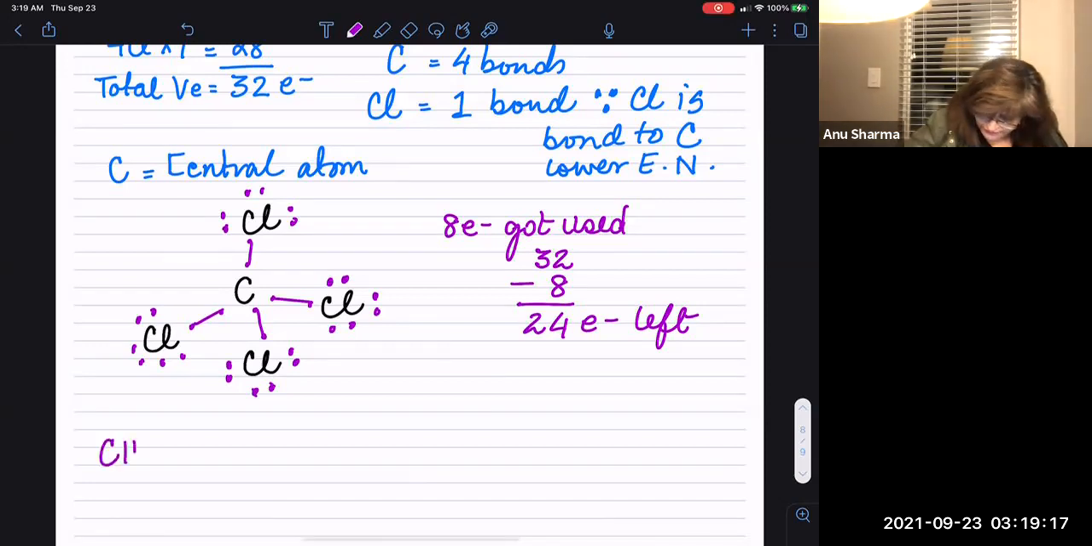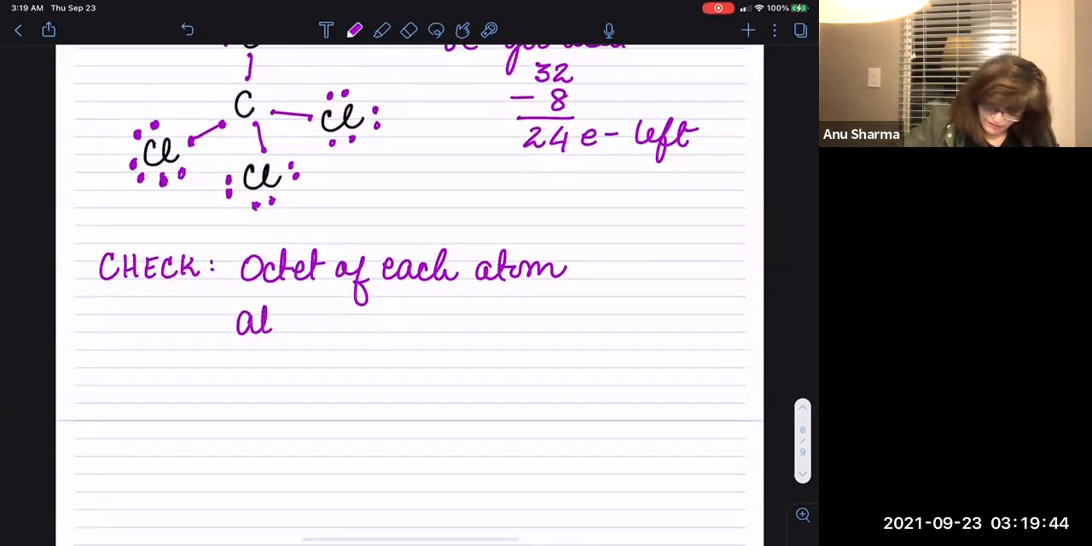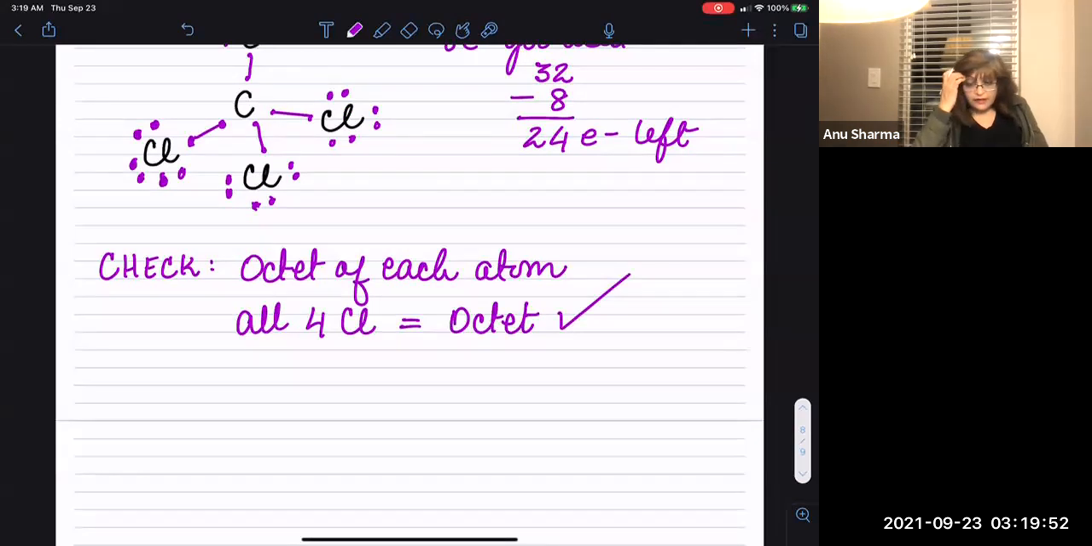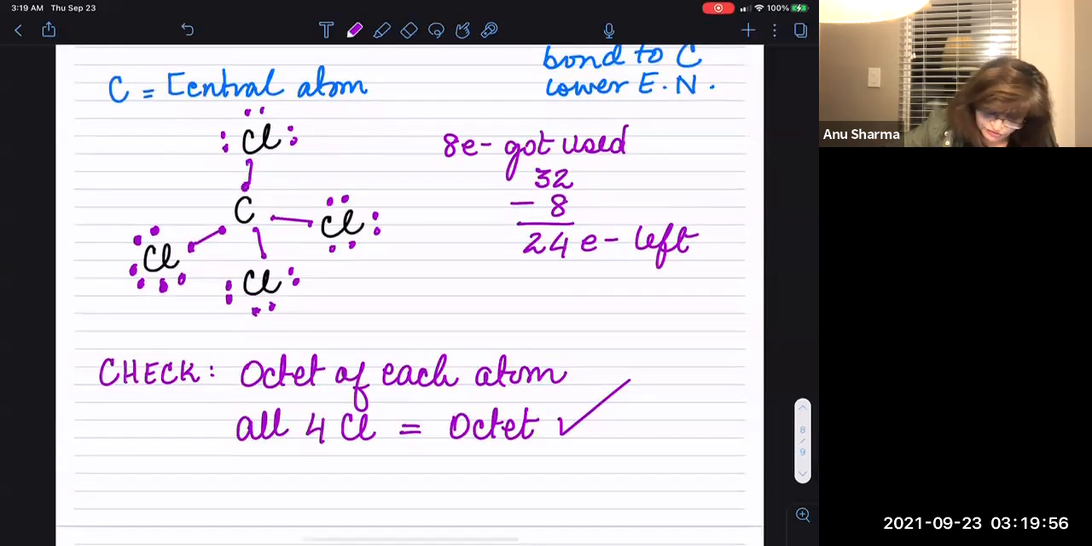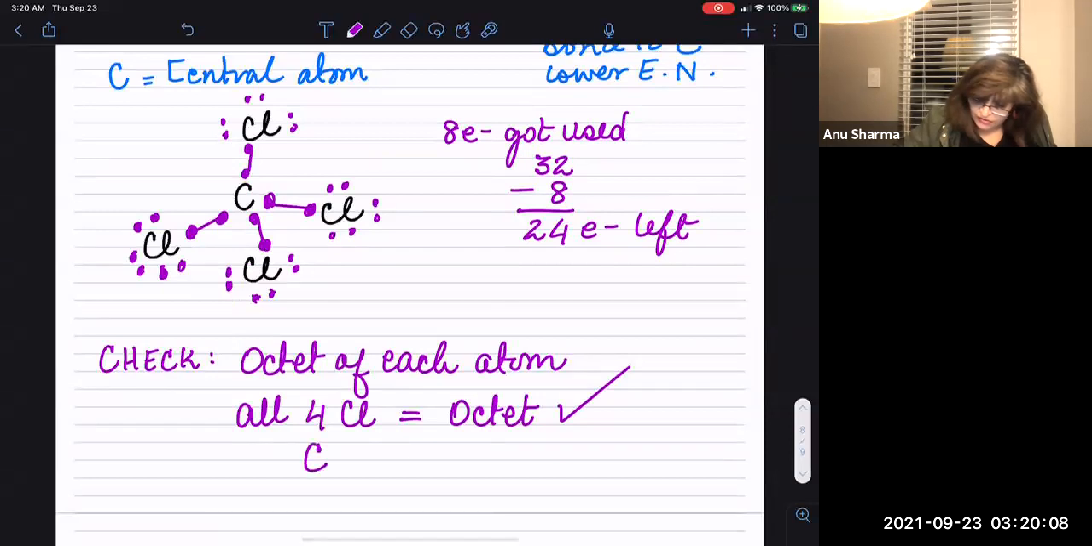Now we are going to check for number one, the octet of each atom. Octet of each atom, chlorine, 1, 2, 3, 4, 5, 6, 7, 8. So this way, all the chlorines have their octet met. So all four chlorines have met their octet. Check. Next is carbon. 1, 2, 3, 4, 5, 6, 7, and 8. So carbon also has its octet met. So we are good with that.